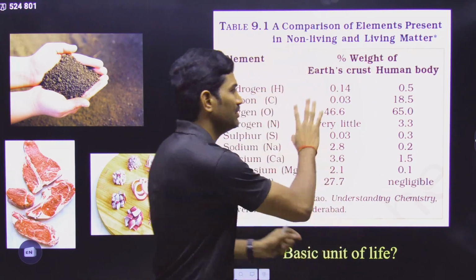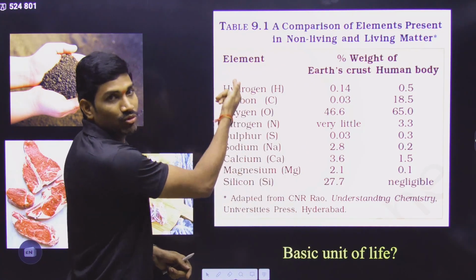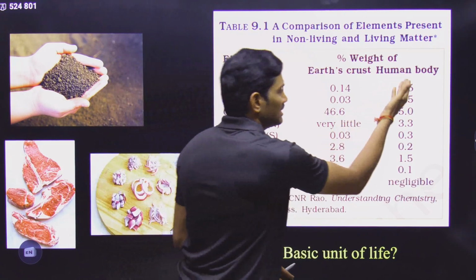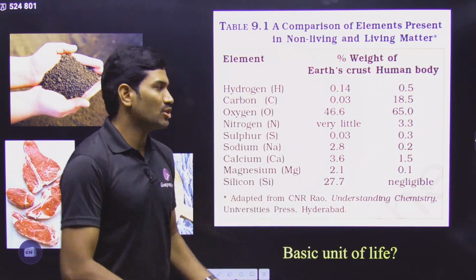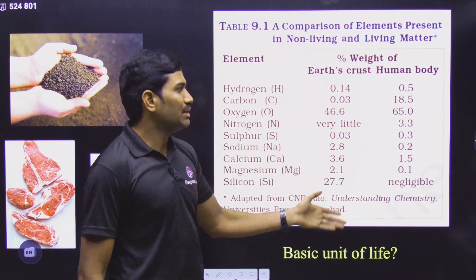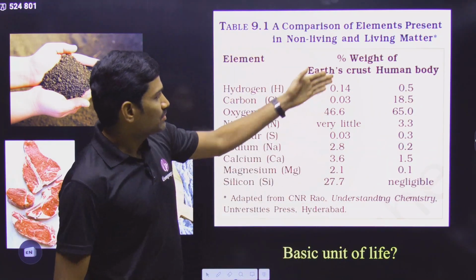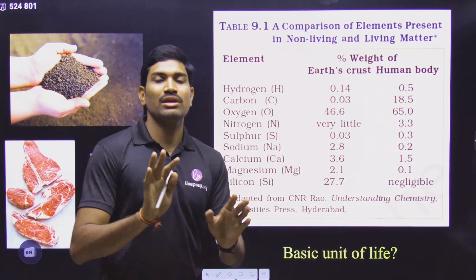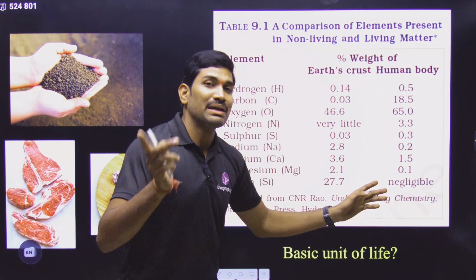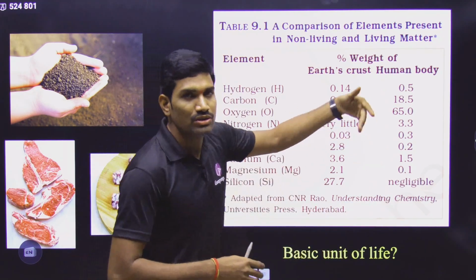And what is the conclusion they have given here? As general information, whatever elements are present in the earth crust, the same elements are present even in the human body, in living organisms also. But the proportions, meaning percentages, if you observe, you can see some differences. So elements are the same in both, but percentage-wise there is a huge difference. This is the conclusion from the biomolecules chapter.